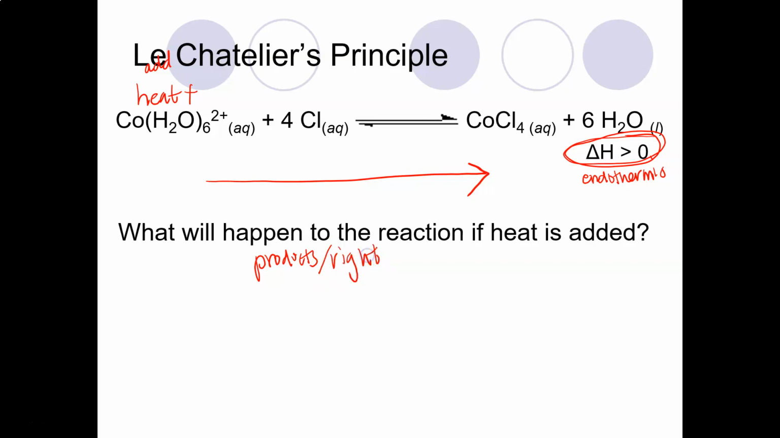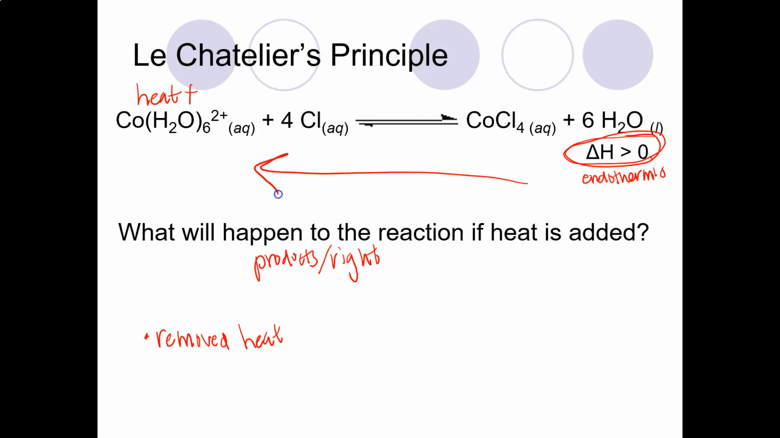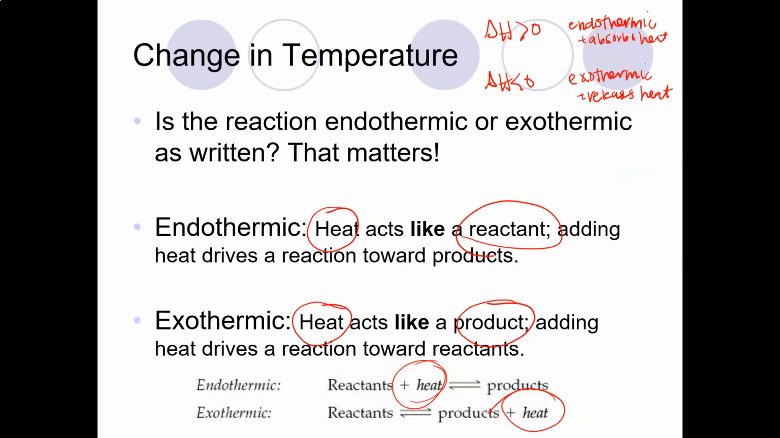Okay. What happens if I removed heat? In other words, I put it in an ice bath. I made it colder. Okay. So if I removed heat, this reaction is going, oh no, you took away the heat. I need more heat. It's going to shift to the left towards the reactants to make more heat. You have to write the word heat in the equation. So this, you have to actually do this.